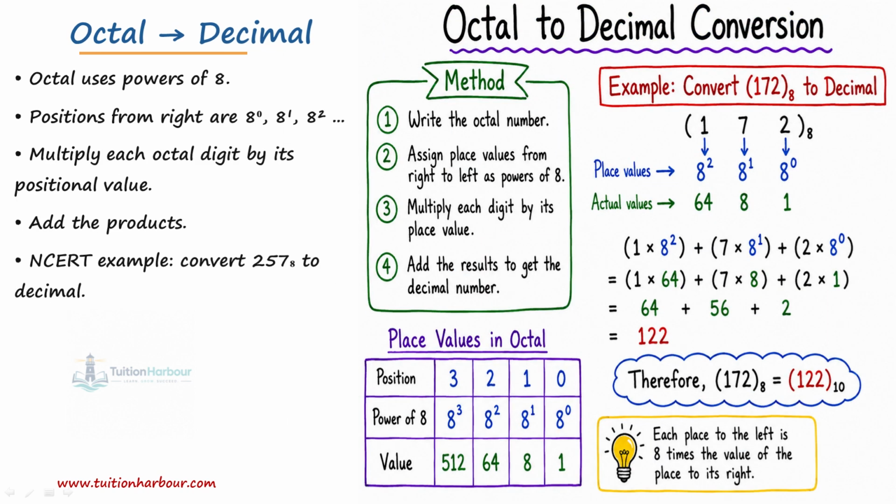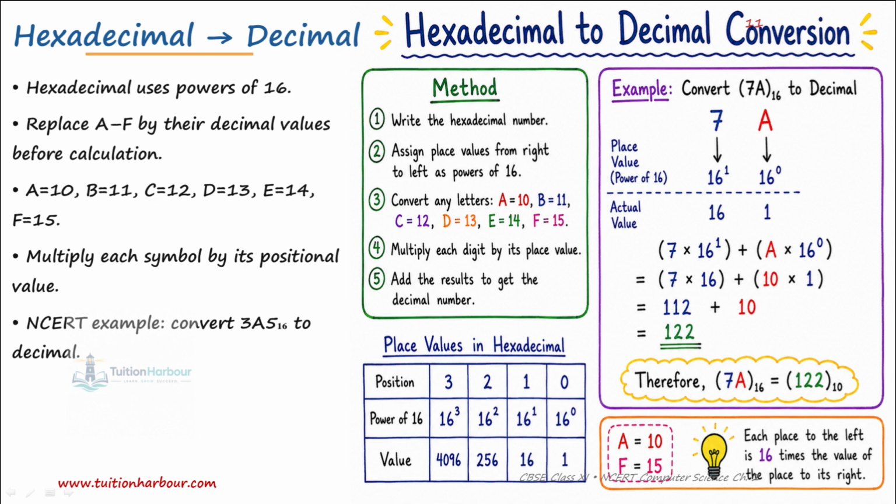For 172 octal, use powers of 8. 1 times 64 is 64, 7 times 8 is 56, and 2 times 1 is 2. The total is 122 decimal. For 7A hexadecimal, use powers of 16. A represents 10. 7 times 16 plus 10 gives 122 decimal.